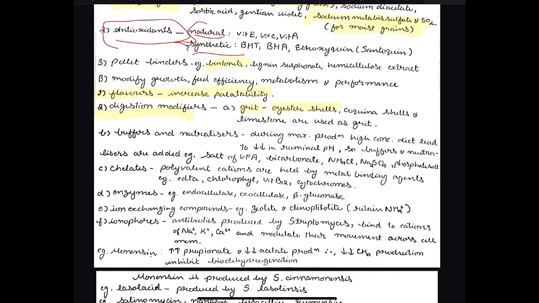Then we have buffers and neutralizers. So in high yielding animals, their diet consists mainly of concentrate, right? So when the amount of concentrate in the diet increases, it may lead to ruminal acidosis, right?